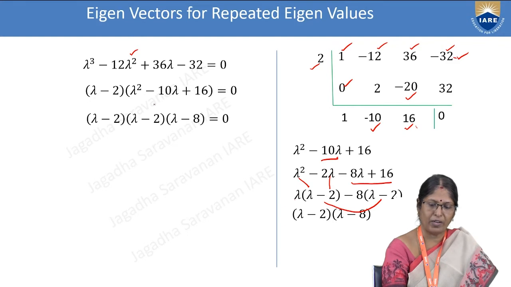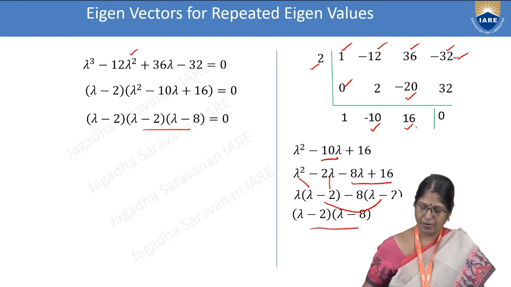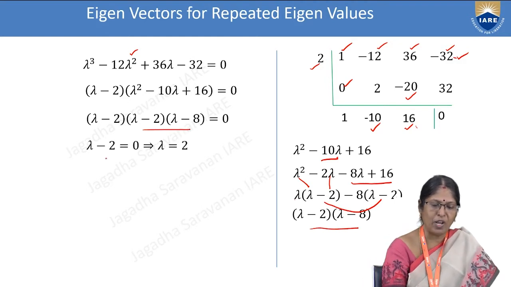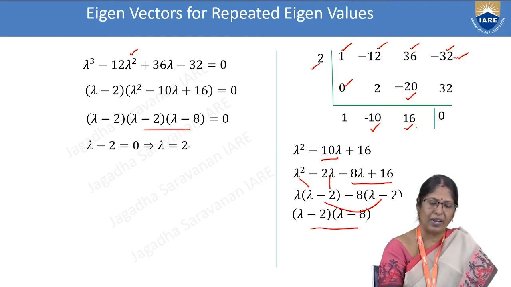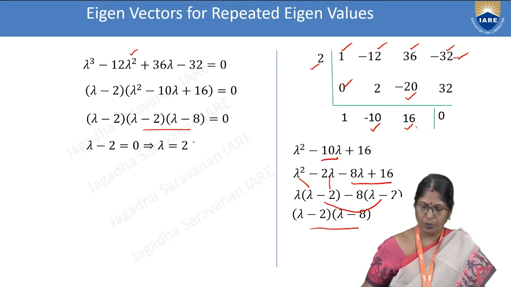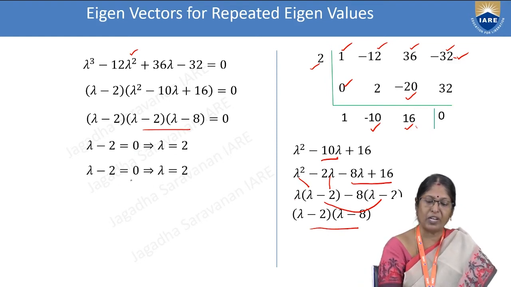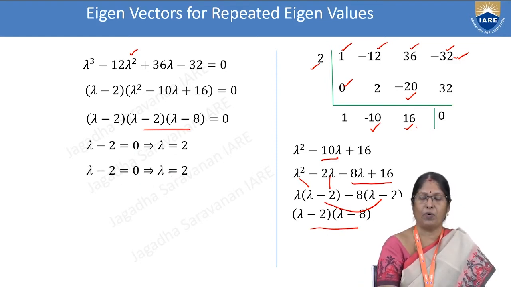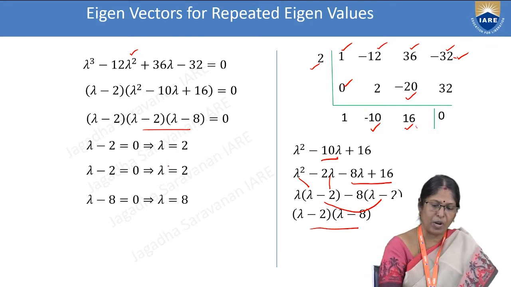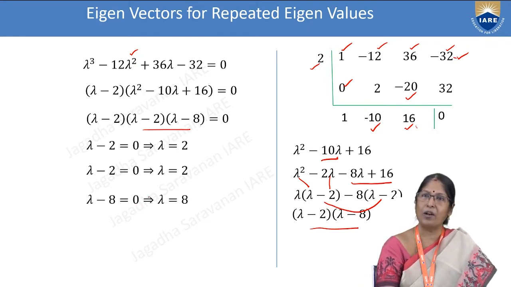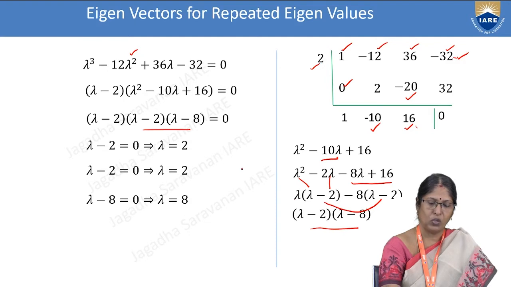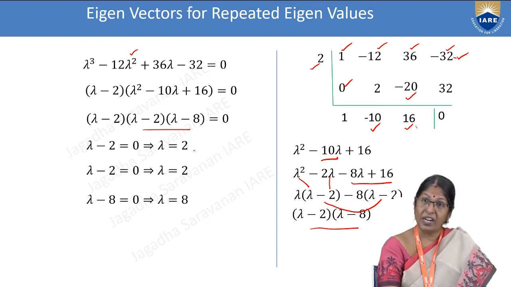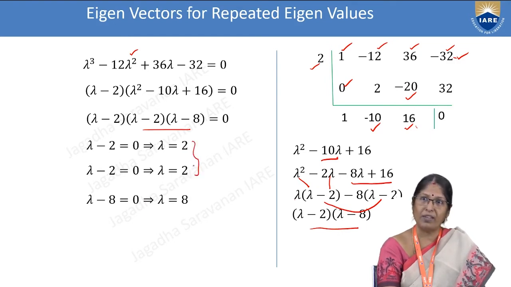So here, lambda minus 2. This we already solved; it is written here. So lambda minus 2 equal to 0, lambda equal to 2. Next also lambda minus 2 equal to 0, lambda equal to 2. Lambda minus 8 equal to 0, lambda equal to 8. So the 3 values of lambda are 2, 2, 8. Here 2, 2 is repeated.